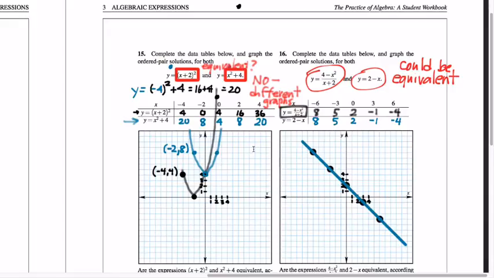But just to throw a wrench into your works, I'm going to encourage you to try at home the value x equals 2 and see what happens. That may end up upending your answer to that just a little bit.